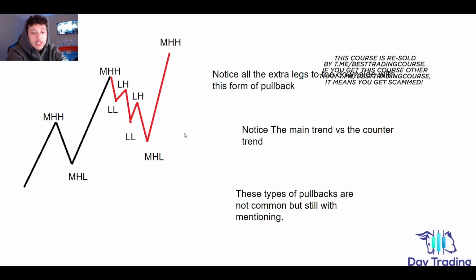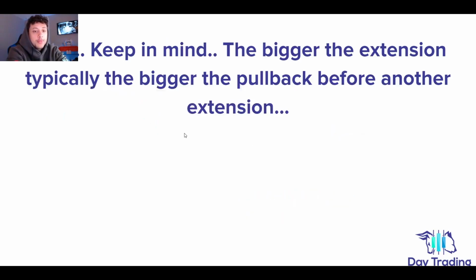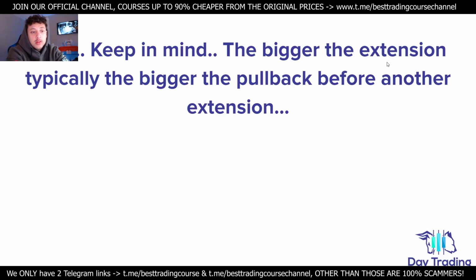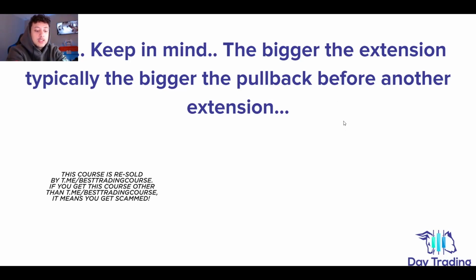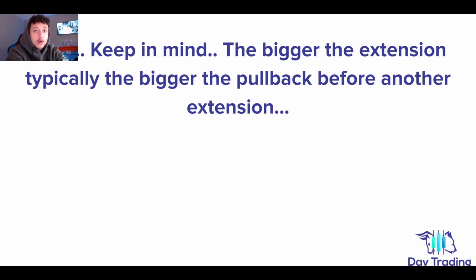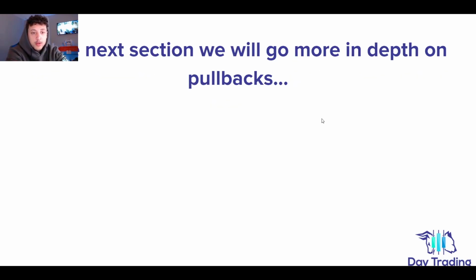I just want everybody to understand the basic principles. Now, keep in mind, the bigger the extension, typically the bigger the pullback will be before we see another extension in the trend. You have to consider pullbacks like if somebody was going to go on a sprint. The harder and faster that person goes on a sprint, typically the more time they're going to need to breathe until they can sprint again. It's a pretty simple analogy, to be honest.